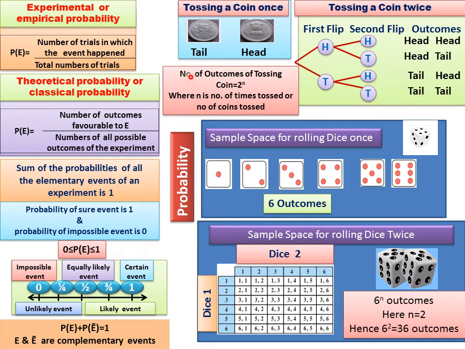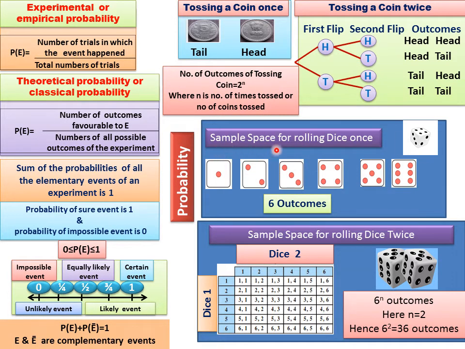In general, the number of outcomes of tossing a coin equals 2 to the power n, where n is the number of times tossed or the number of coins tossed. Suppose I am tossing it thrice, then n becomes 3, and I get a total of 8 outcomes. Or I may have 3 coins and toss them, and even in that case the number of outcomes will be the same.